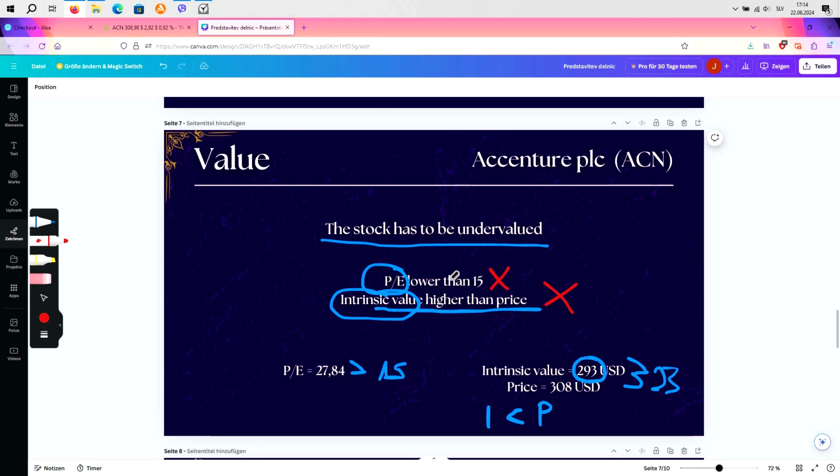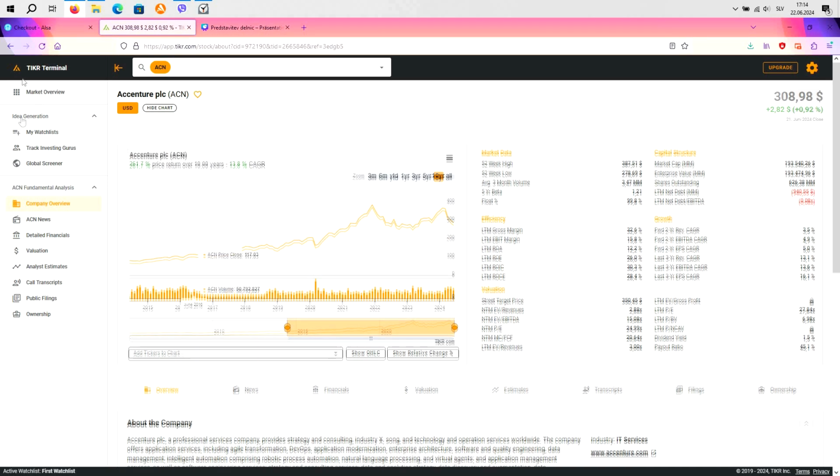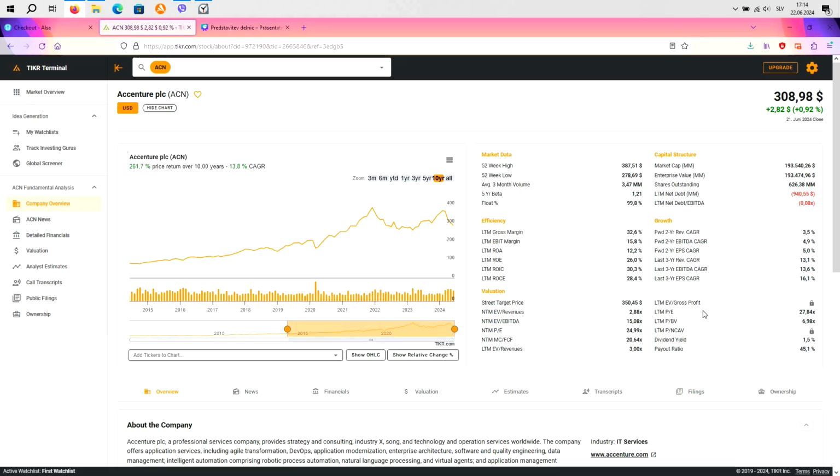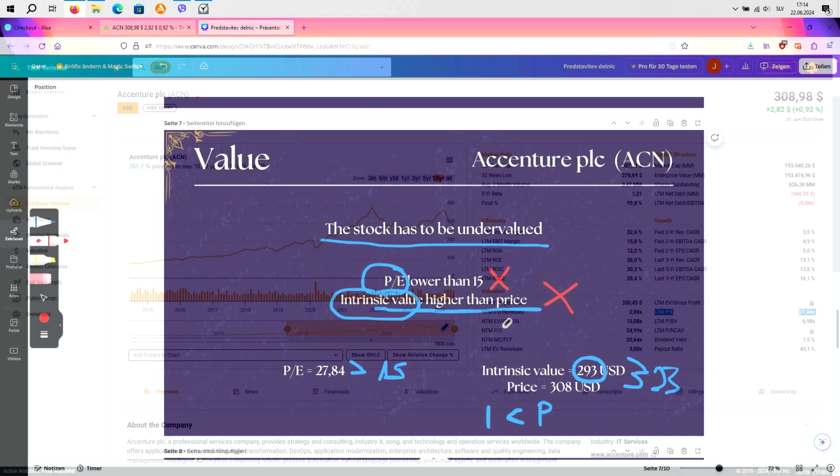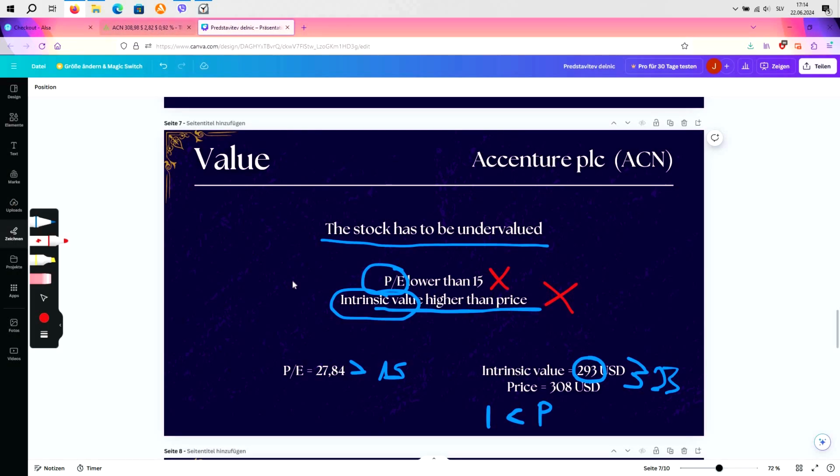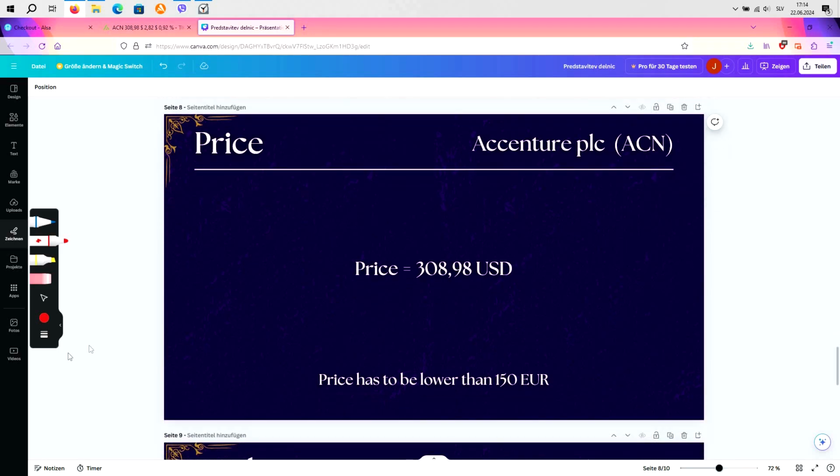Now, your question might be, how can you find the P/E ratio and intrinsic value? P/E ratio you can find, for example, here in this website called Ticker Terminal. It's right now here. But the intrinsic value, you don't find here on that website. So you just have to type in Google Accenture stock intrinsic value and you will find it. It's very simple, okay?